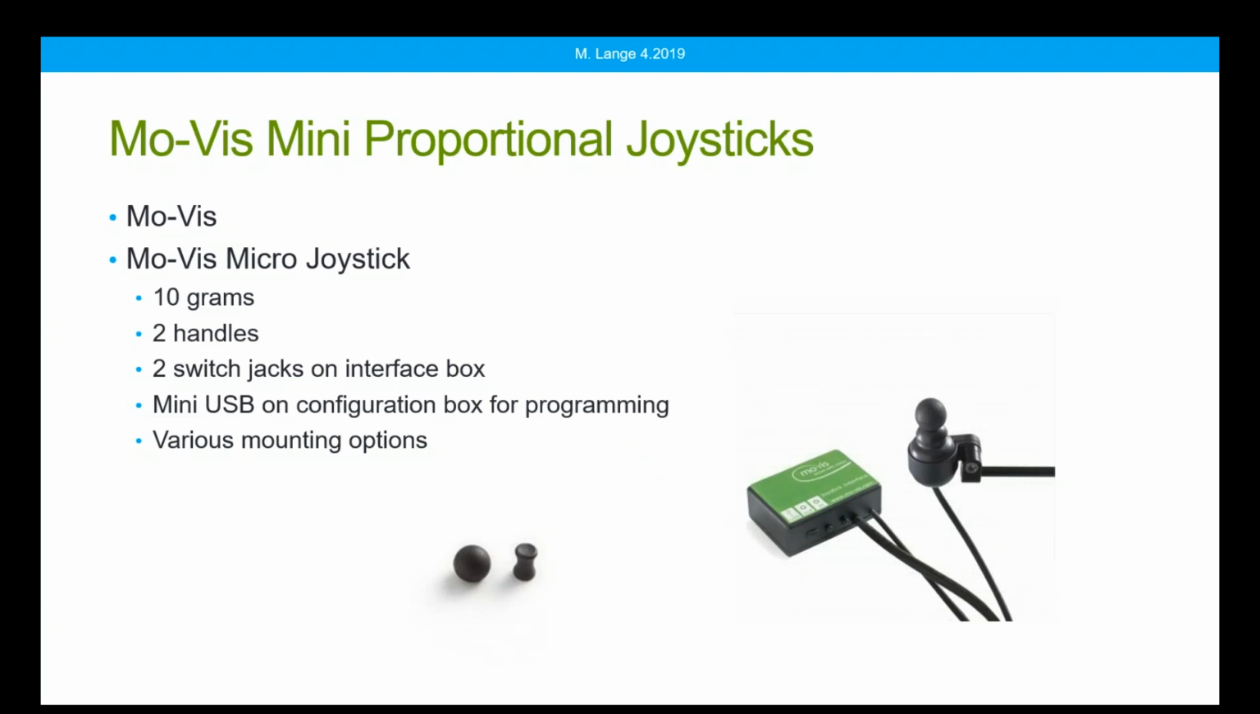Movis has the micro joystick that requires about 10 grams of force. It has two different handles pictured here. The second one has a little bit of an indentation in this spool shape, and that can help with finger or thumb access. It has two switch jacks only on the interface box, as well as that mini USB programming port. The reason for that is there's simply no room on this very small joystick for attachment of those switches for reset and mode. Again, since this could be programmed, those can be reprogrammed to do other features. And there's a variety of mounting options.